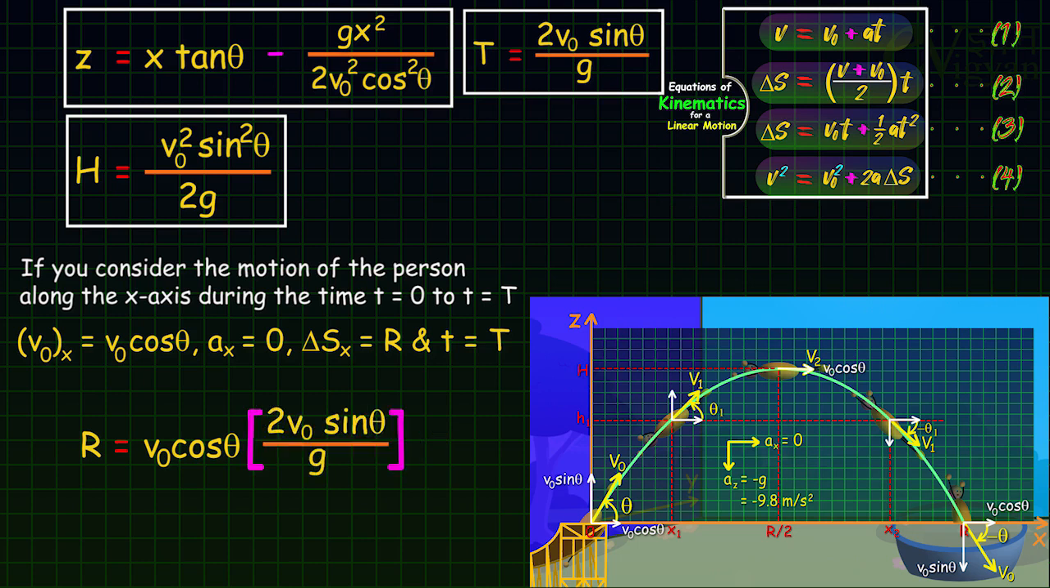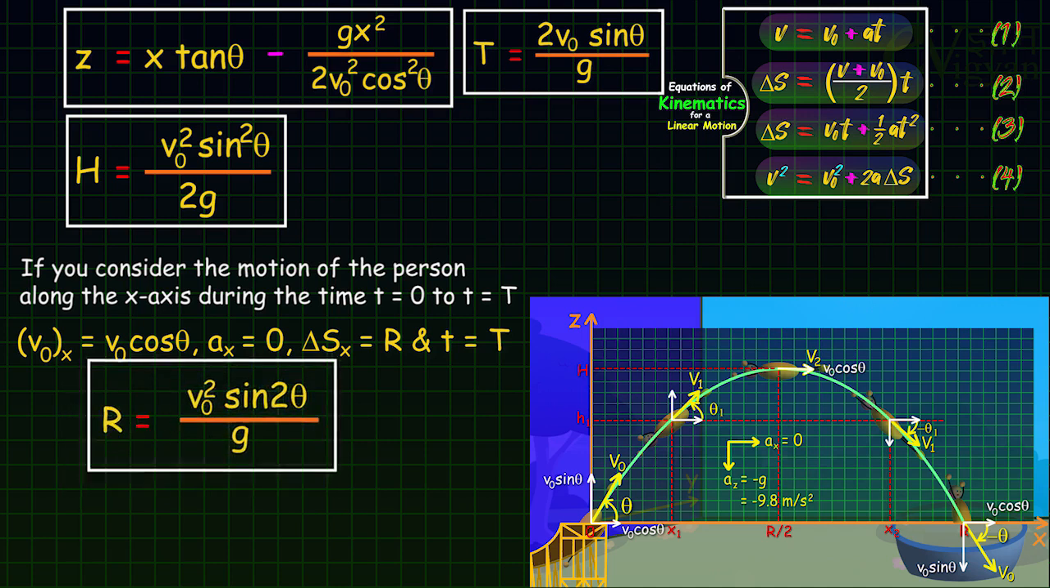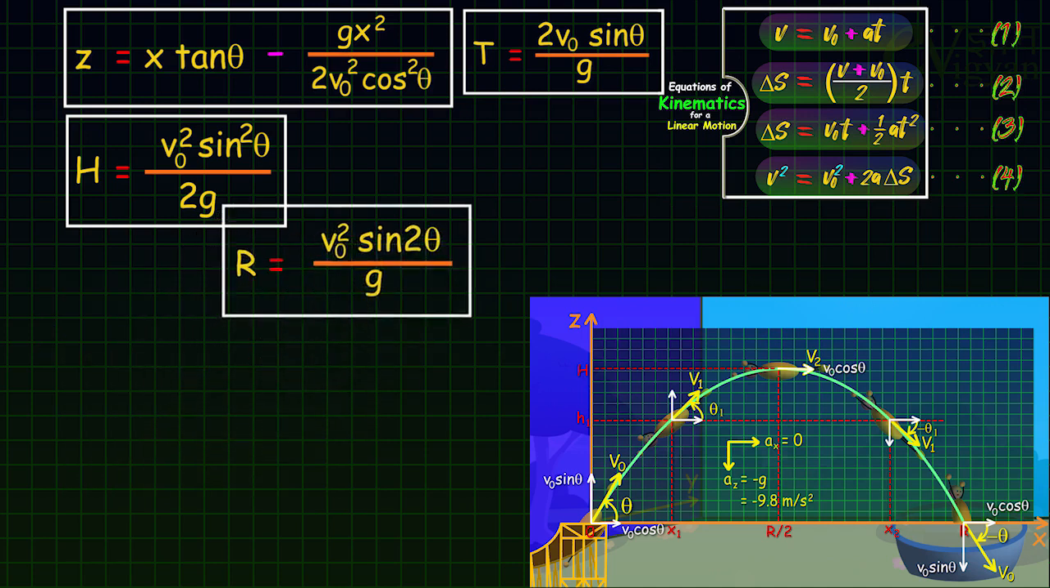which is equal to v₀ cos θ times 2 v₀ sin θ / g, which is equal to v₀² times 2 sin θ cos θ / g. Since 2 sin θ cos θ = sin 2θ, so R = v₀² sin 2θ / g. This is the formula for the range.